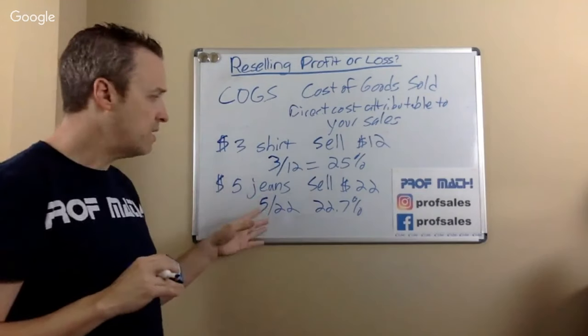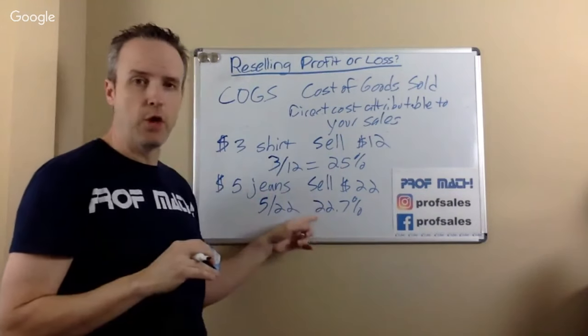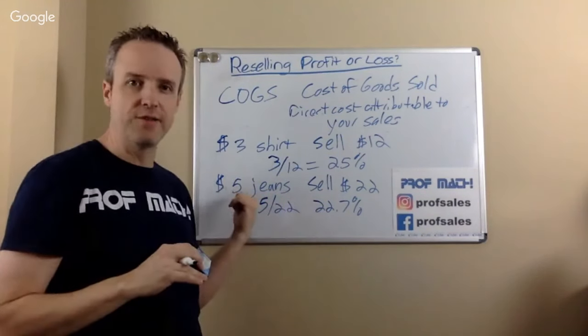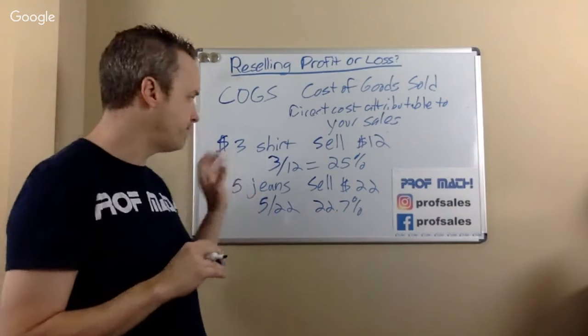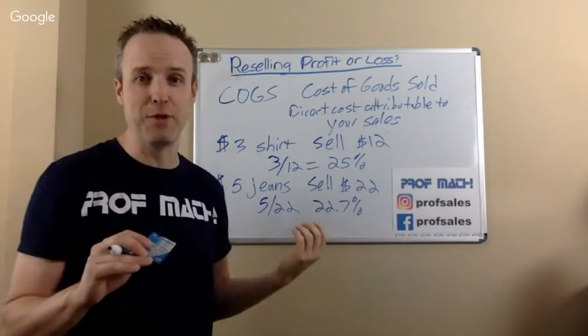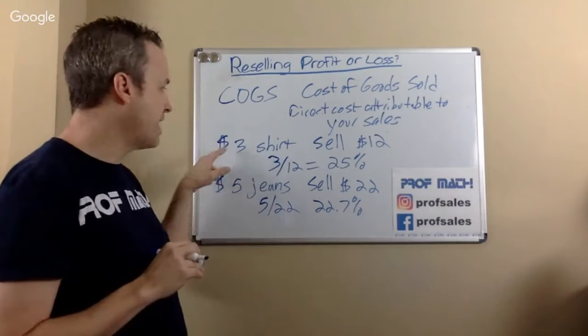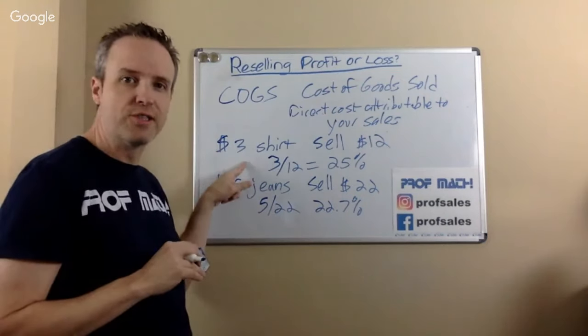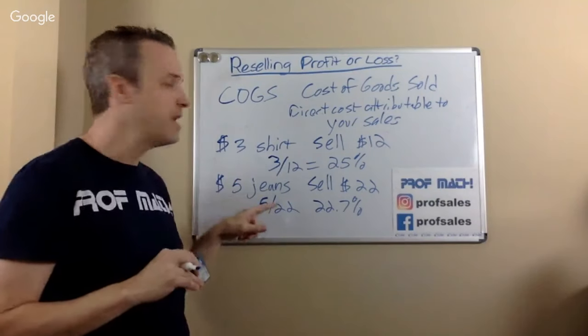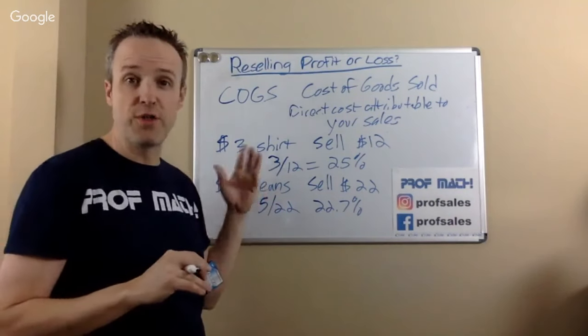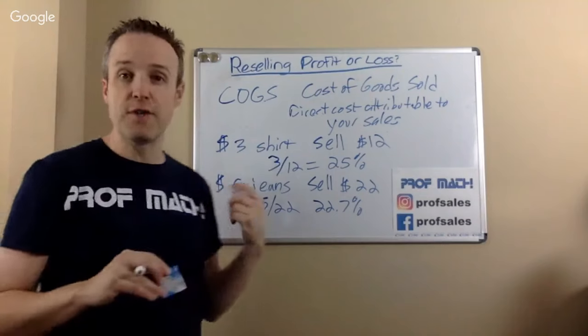Now, you could argue, well, this is a lower percentage of my sales to buy this type of item. And of course, I sell a lot of jeans, so maybe I'm a little biased here. But on the flip side of this argument, you could argue, well, I can buy a lot more $3 shirts than I can $5 jeans, right? If you bought 10 shirts, it would cost you 30 bucks. If you bought 10 jeans, it'd cost you 50 bucks.